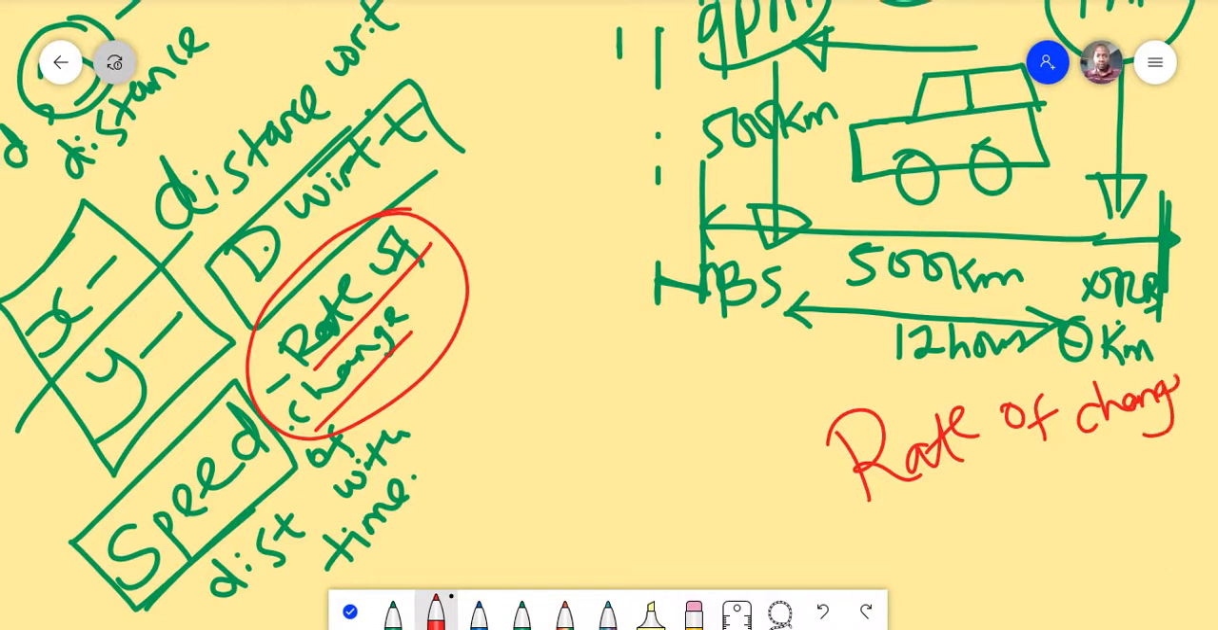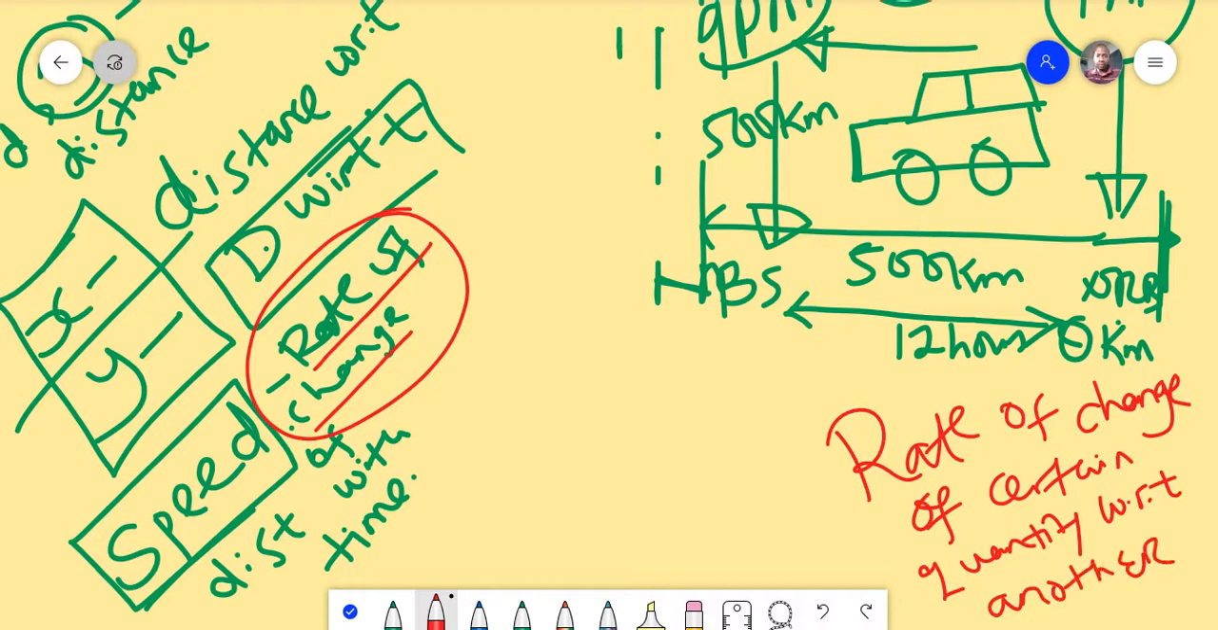So in differentiation, we shall be looking at the rate of change of a certain quantity with respect to another quantity. Basically, differentiation will be looking at the rate of change of one quantity with respect to another quantity. So for Calculus 1, we shall only be looking at two quantities.